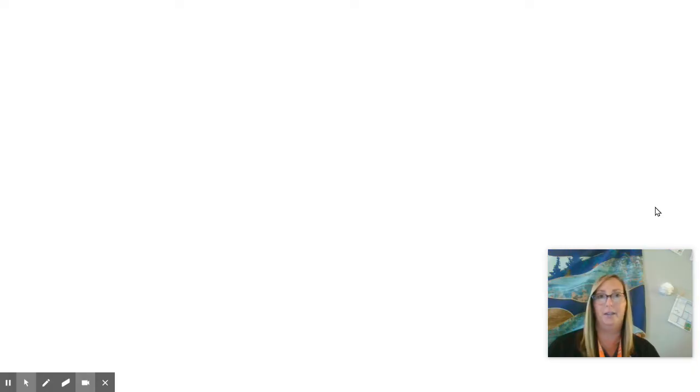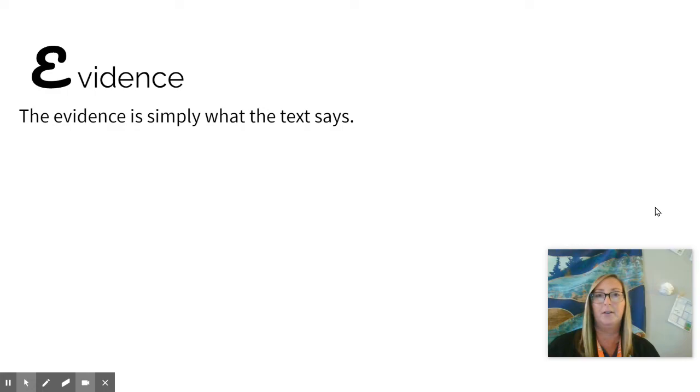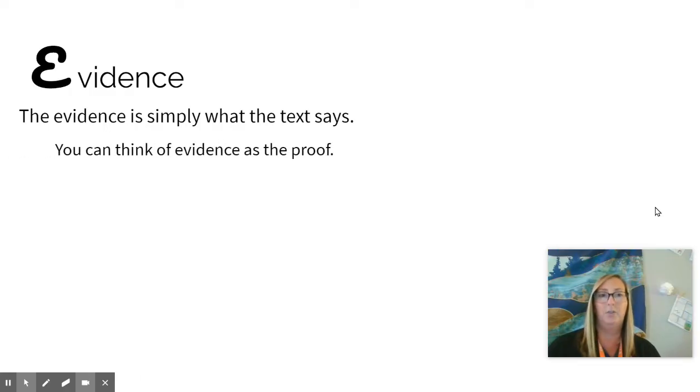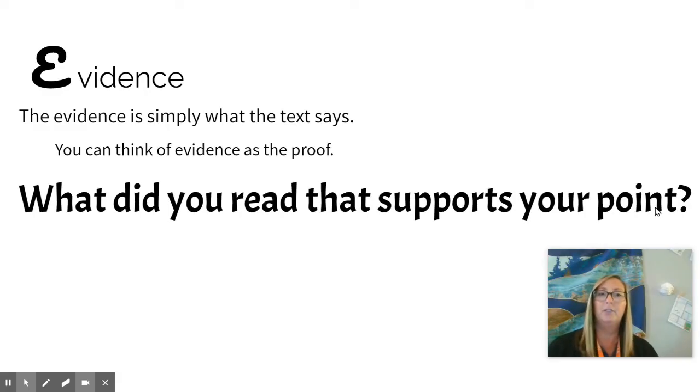Next up is the evidence. Now, the evidence needs to be based on what the text says. And so anytime you're asked to write a Pearl paragraph, that means there's accompanying text. You're going to have read something and have pieces of text that you can incorporate into your writing. Basically, this is the proof. If I make a statement based on something I've read, I need to be able to pull a piece of what I read and plug it into my writing. So you have to think, what did you read that supports your point?